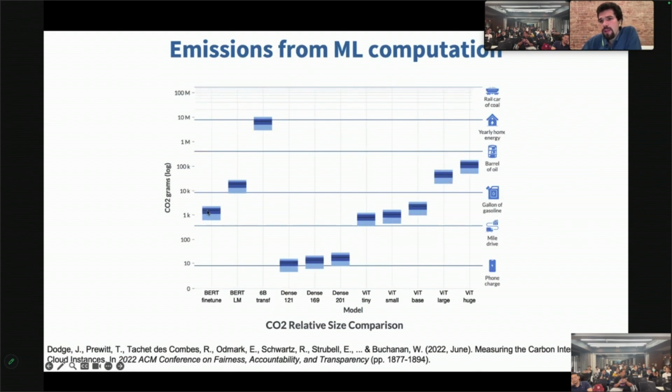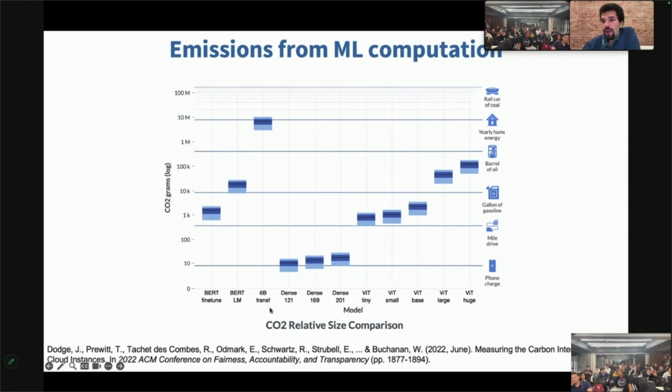Depending on the machine learning model that you are running, you could be using anywhere from basically no energy, like charging a phone, to the yearly energy of an entire home in the US. I think this was created by authors in the US.